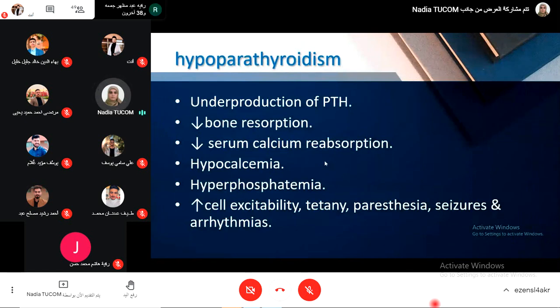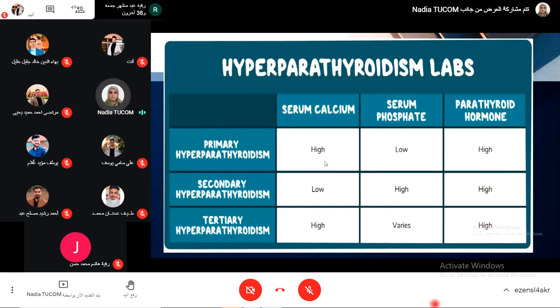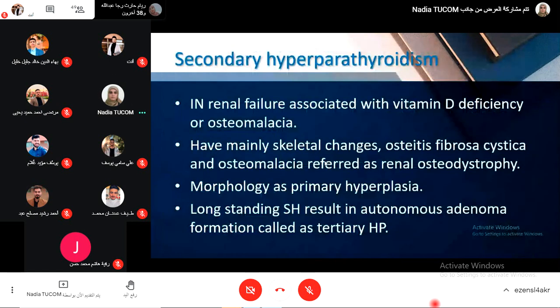Guys, is there any question so far about hyperparathyroidism, primary, secondary or tertiary? If there is any question, please.